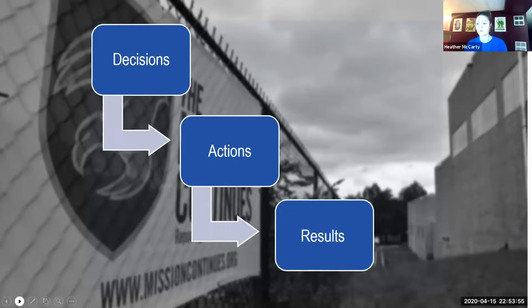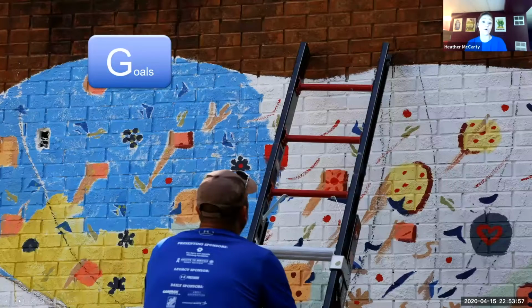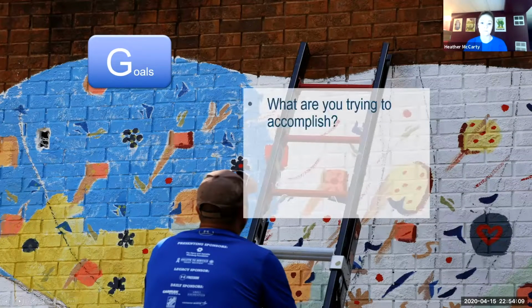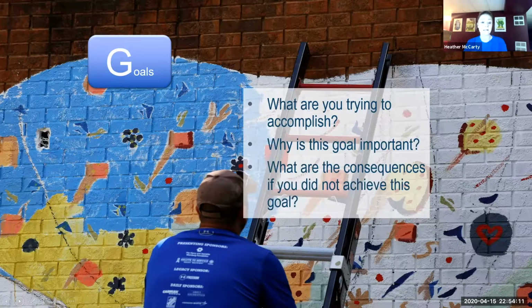So we start first with the phase of goals. And here, what we're doing is we're determining, why is this important? Why does it matter? What are we ultimately trying to accomplish? And then finally, what happens if we don't accomplish that? What are the implications for yourself and for others if you aren't able to achieve this goal? And in this phase, it's really an opportunity to say, is this worth my time? And is this worth the time of other people?